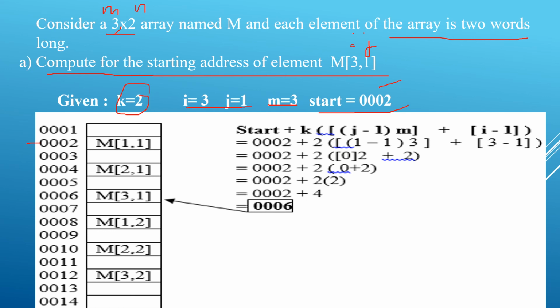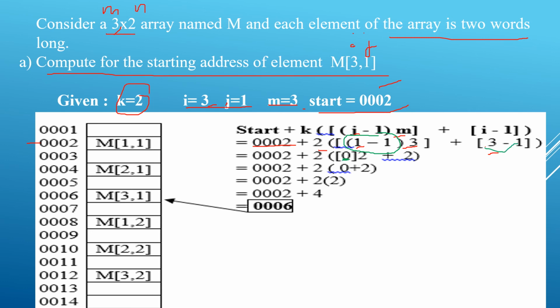So substituting all the values, we have k is 2, i is 3, j is 1, m is 3, and start is 002. Again, we're going to evaluate. Let's start with what's inside the parentheses. We first evaluate 1 minus 1, so that will be 0.